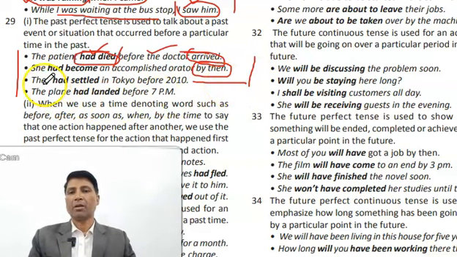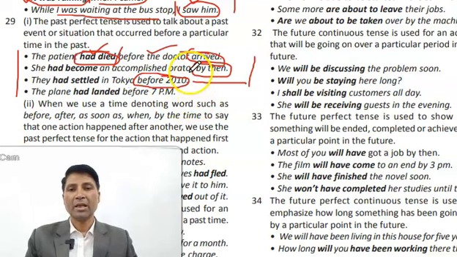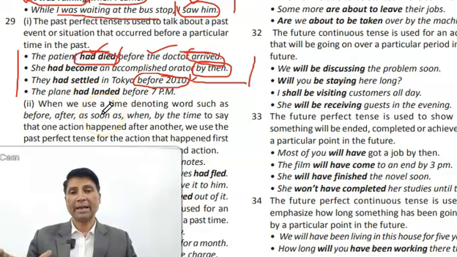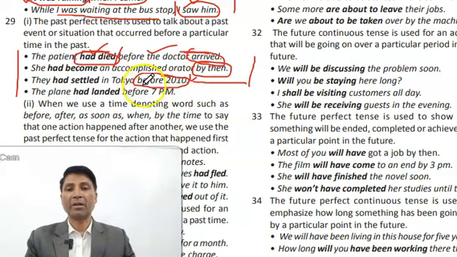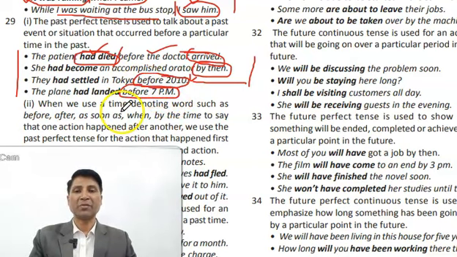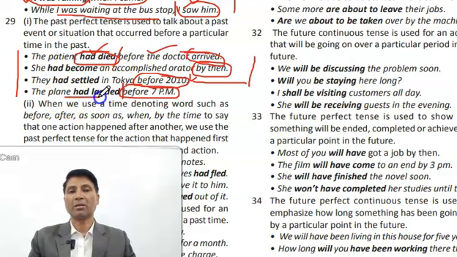They had settled in Tokyo before 2010. So from this example also you can understand that the given time is 2010 and they had settled in Tokyo before 2010. It means they might have settled in 2009, in 2008, in 2007. So the statement shows the action is completed before a certain point of time. The plane landed before 7 p.m. Again, this 7 p.m. is a point of time, and before this point of time this action is happening. So the past perfect tense is used for an action which is completed before another action begins in the past, or the action is completed before a certain point of time in the past.